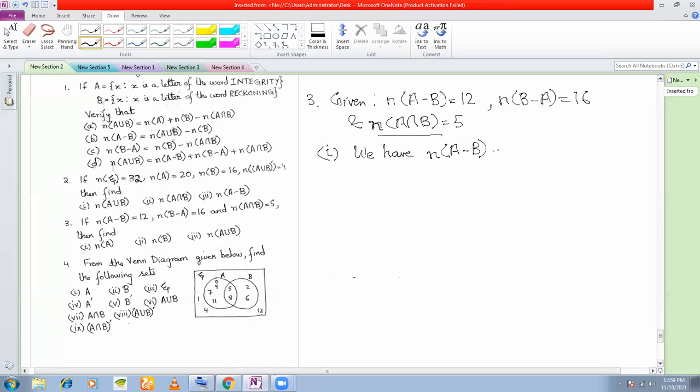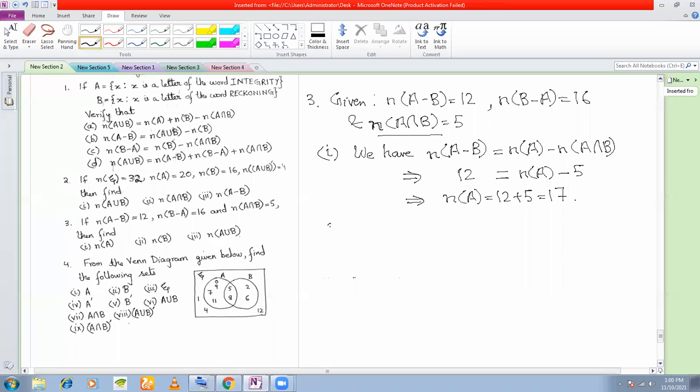Cardinality A minus B is equal to cardinality of A minus cardinality A intersection B, right? This is the relation. You can check it with the help of a Venn diagram, right? So in the next step, you can put it here. 12 is equal to cardinality of A, which we need to find out, minus cardinality of A intersection B, which is given. So therefore, you can solve for cardinality of A. Cardinality of A is 12 plus 5, which is equal to 17.